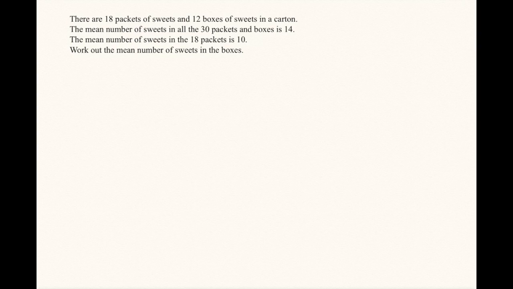There are 18 packets of sweets and 12 boxes of sweets in a carton. The mean number of sweets in all 30 packets and boxes is 14. The mean number of sweets in the 18 packets is 10. Work out the mean number of sweets in the boxes.